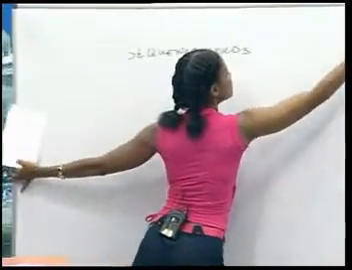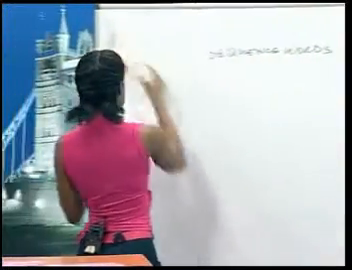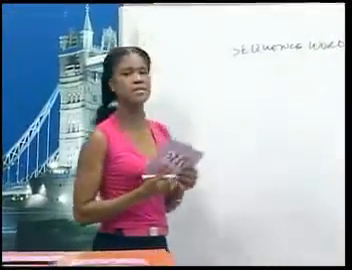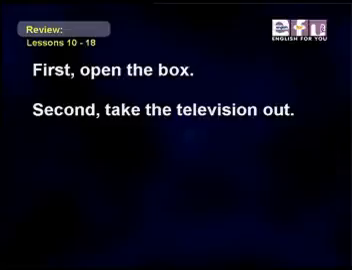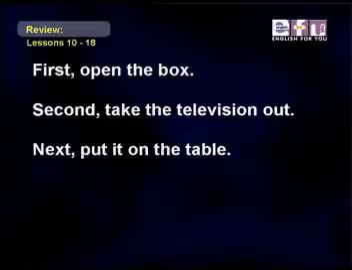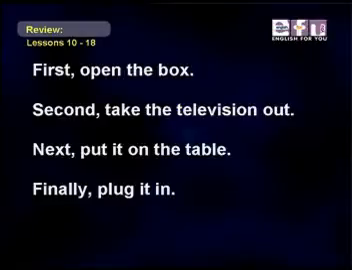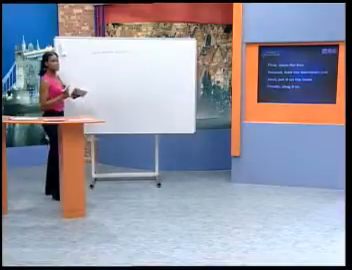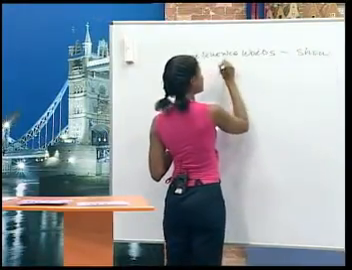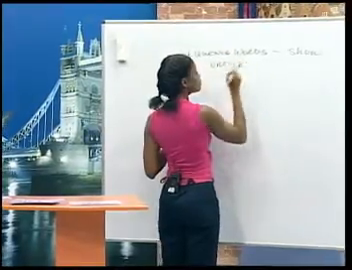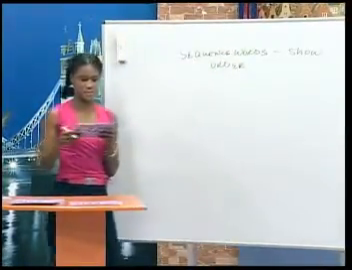Okay. Now, let's review sequence words. Here are some examples. First, open the box. Second, take the television out. Next, put it on the table. Finally, plug it in. Okay, so sequence words show the order of events. They tell us which order the events happen.